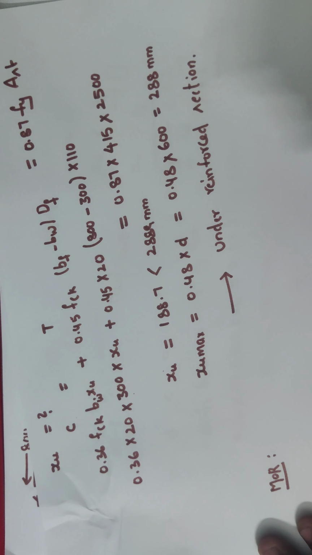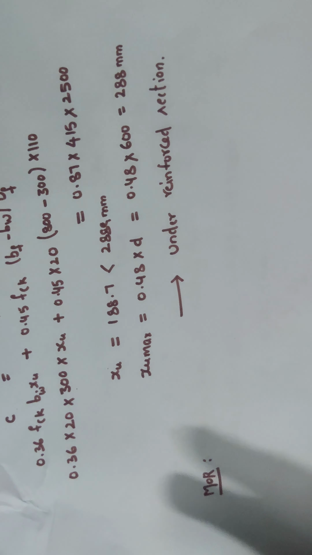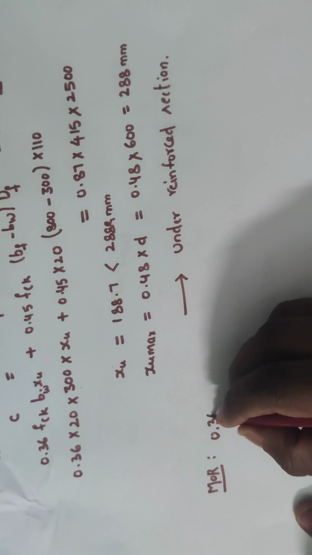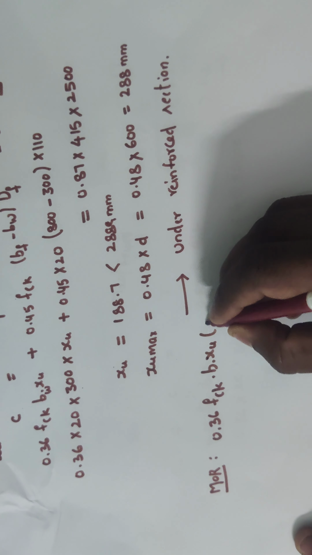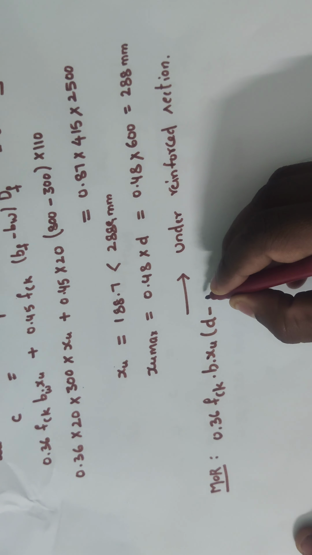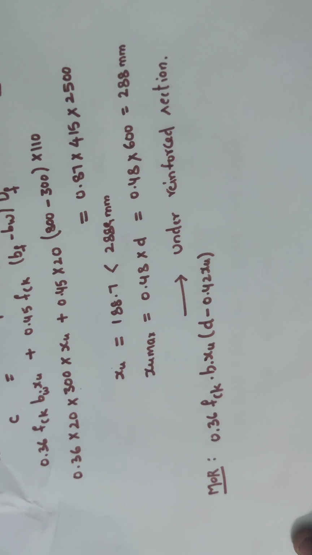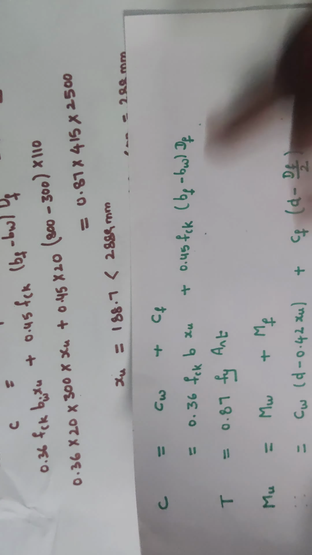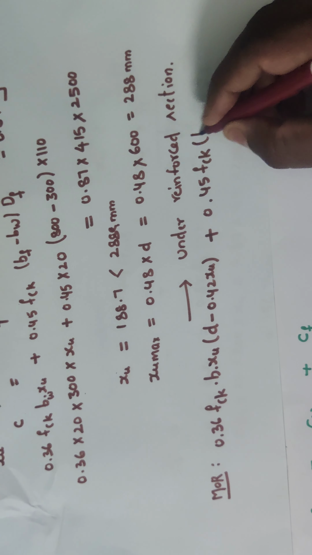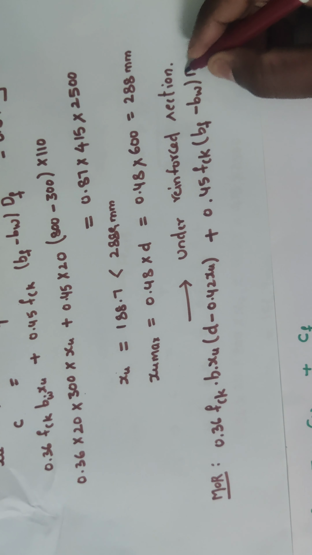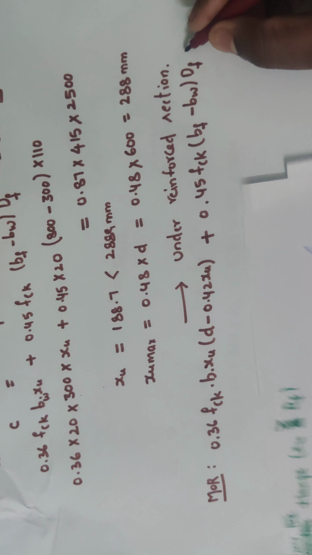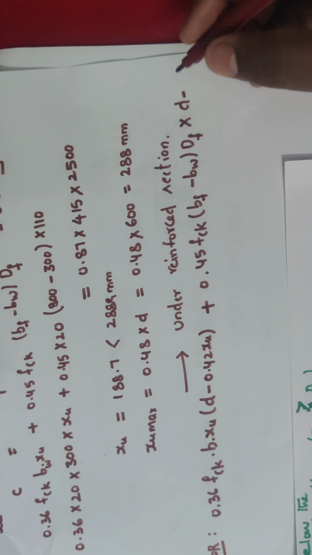Moment of resistance can be determined by using the C equation, that is 0.36 FCK B into XU, lever arm D minus 0.42 XU, plus another compressive force CF, 0.45 FCK breadth of the flange minus breadth of the web multiplied by depth of the flange into, what is the lever arm here? Lever arm is D minus DF by 2.